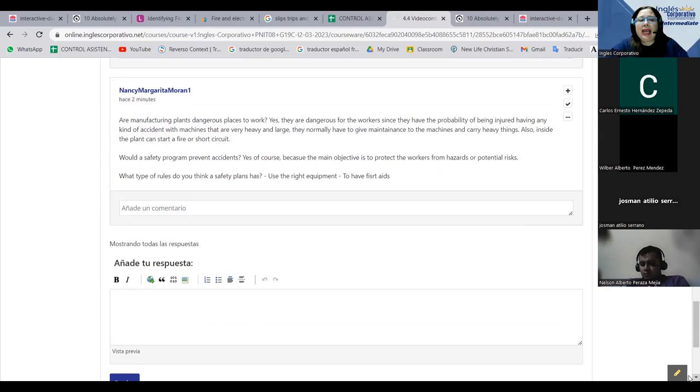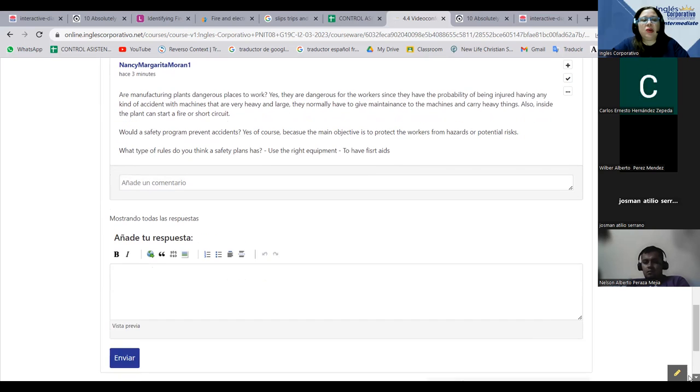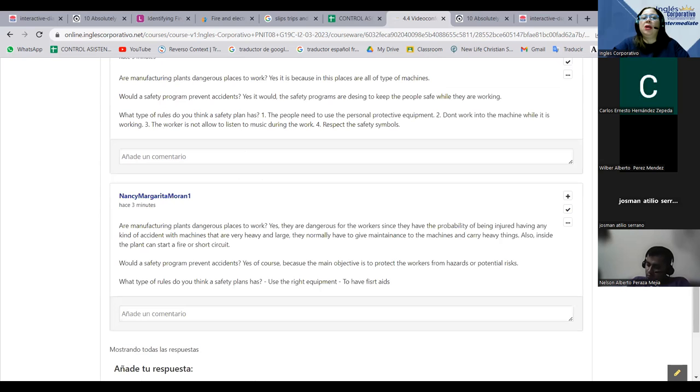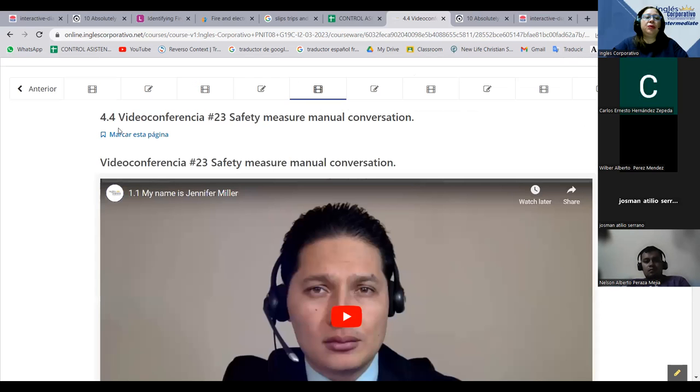injured. Having any kind of accident with machines that are very heavy and large. They normally have to give maintenance to the machines and carry heavy things. Also inside the plant can start a fire or short circuit, correct? The main objective is to protect the workers from hazards or potential risks, correct? Use the right equipment to have first aid. Correct. All right, people. So I think we have understood the idea of this, and now we go to see how this works. Okay, we are going to see how this works.